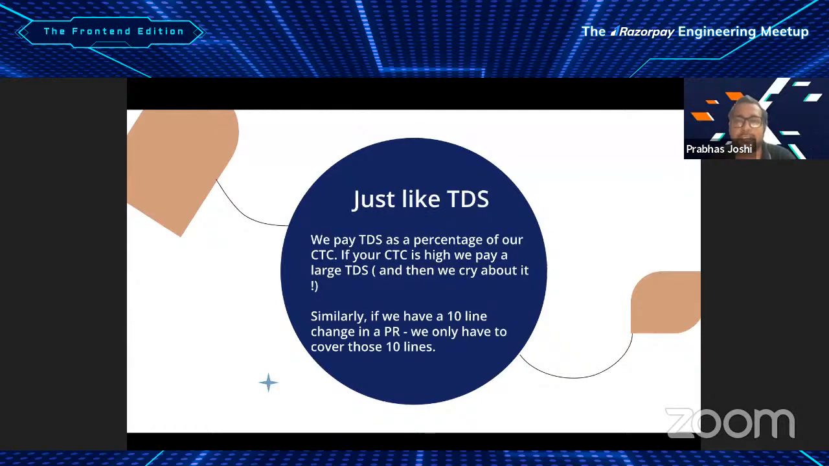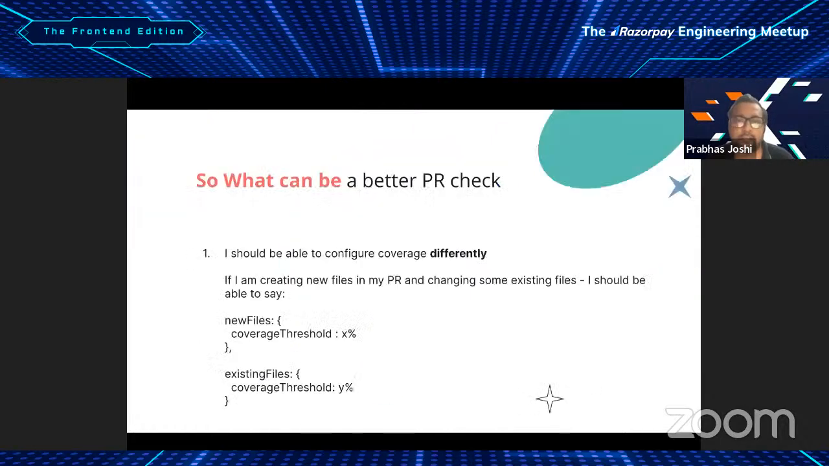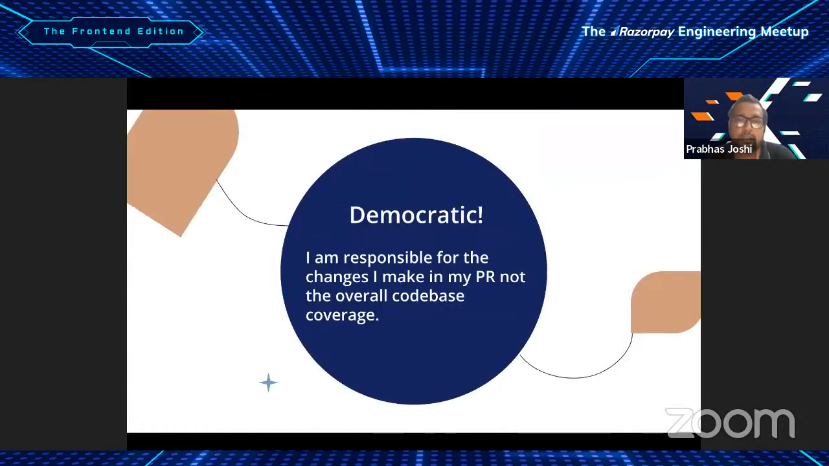And if you think about it, it's like TDS, right? Tax deducted at source. Because let's say TDS is a percentage of our CTC, right? So if your CTC is high, you're paying a large TDS. And then we cried about it, of course. But similarly, if we have a 10-line change in a PR, we only have to cover those 10 lines because the cost of development is 10 lines. So if I'm able to write tests which are covering those 10 lines, I'm good, right? Instead of being blocked like this. So this I feel is a better way of thinking, a slightly different way of thinking.